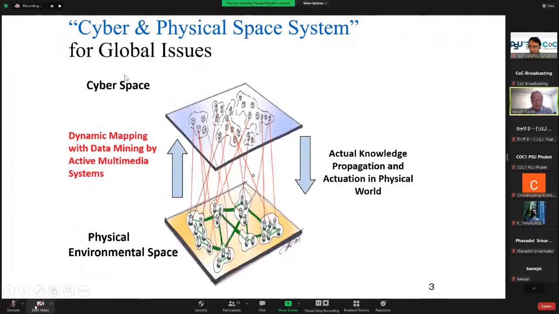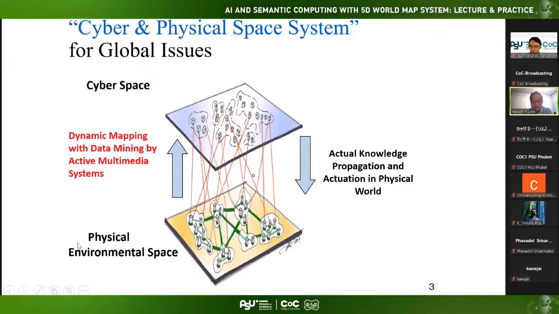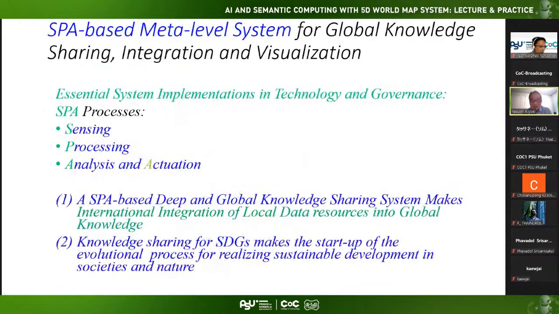We have two big spaces in the current world. The first one is physical, and the next one is cyber. How to make a good integration between cyber and physical is a key point to make a new system. This is commonly recognized in the world.